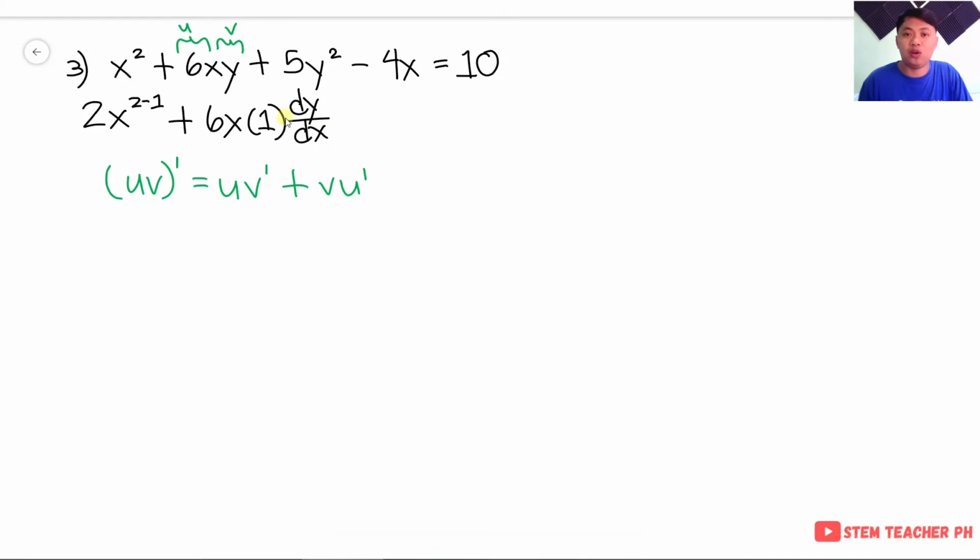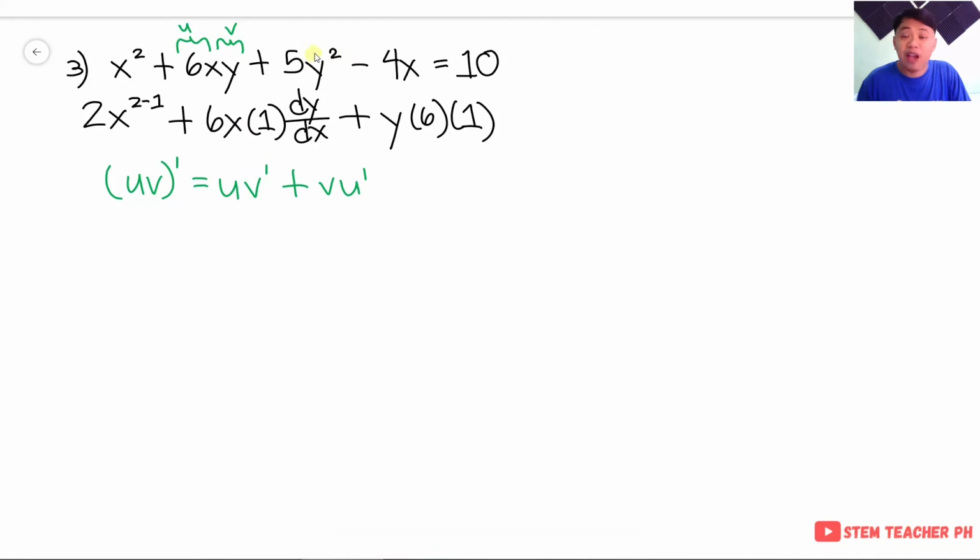We need to multiply this. Then we add, we copy the second, we have our y here, and multiply it by the derivative of the first. So we have 6x, we just copy the 6, and the derivative of x is just equal to 1. So we have y times 6 times 1, because the 1 is the derivative of x. This is the first part of the product rule: we copy the first, 6x, times the derivative of the second, plus we copy the second, y, and multiply it by the derivative of the first. With this, we are done with 6xy, applying the product rule.